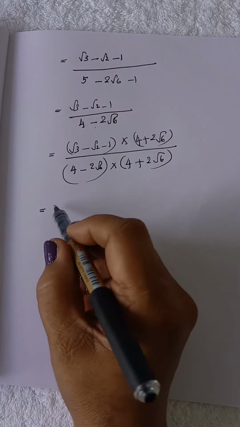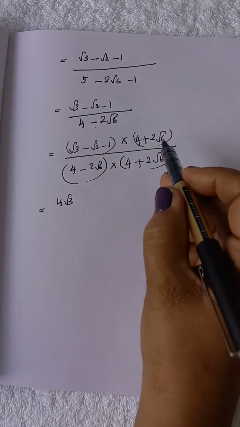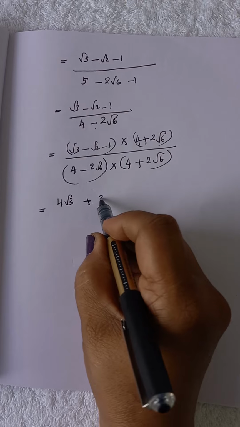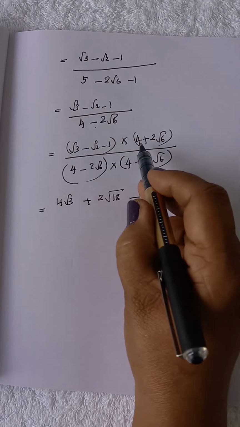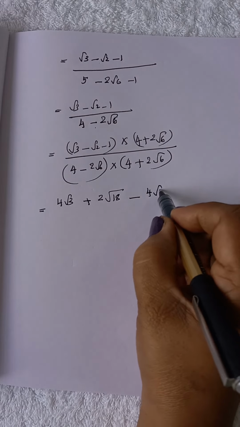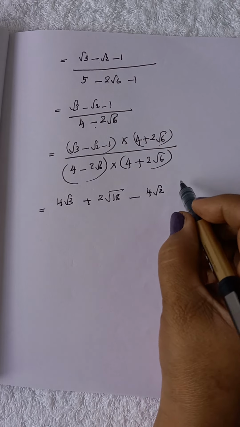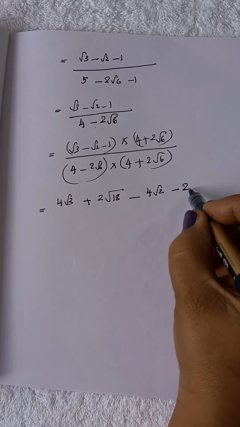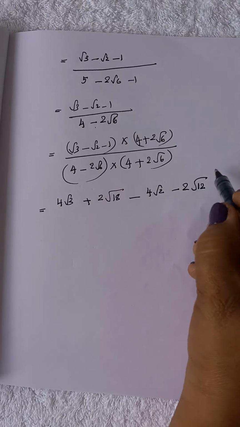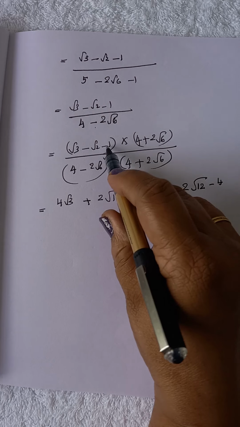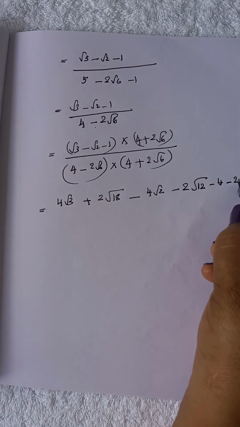That is equal to root 3 into 4, that is 4 root 3. Root 3 into 2 root 6, that is 2 root 18. Then minus root 2 into 4, that is 4 root 2. Then minus root 2 into 2 root 6, that is minus 2 root 6 into 2, that is 12. Then minus 1 into 4, so minus 4. Minus 1 into 2 root 6, that is minus 2 root 6.